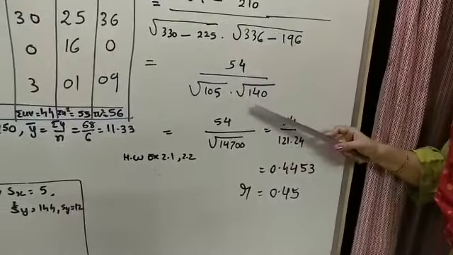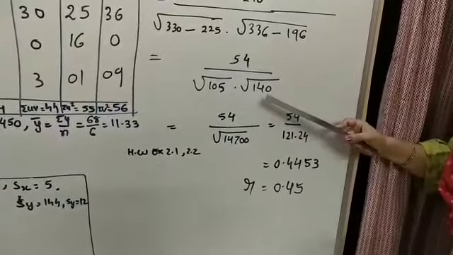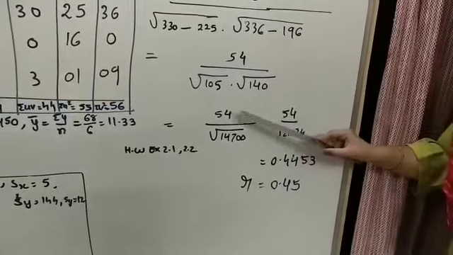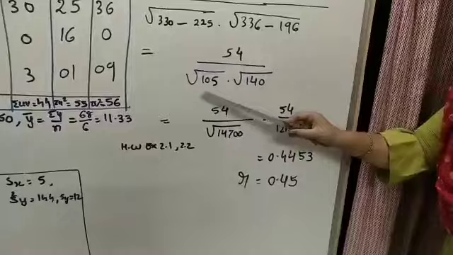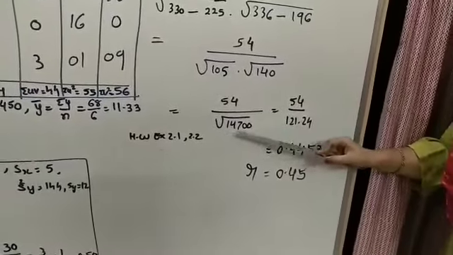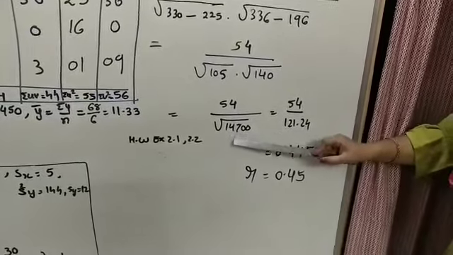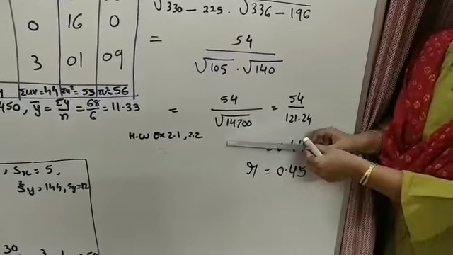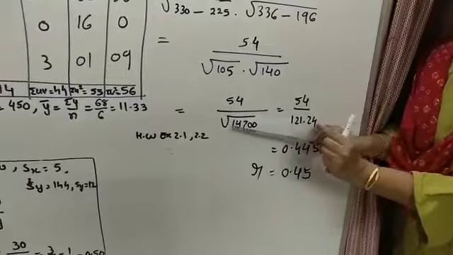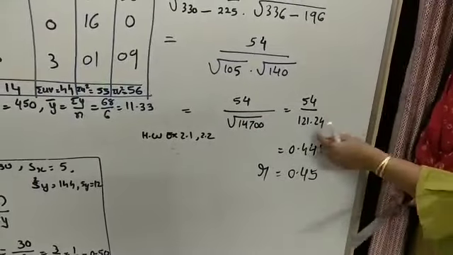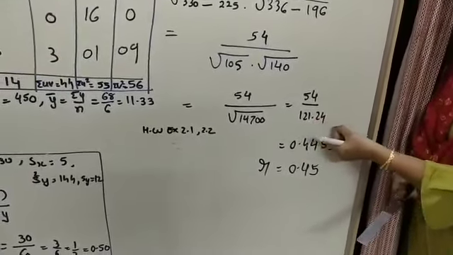Are you doing this with me? Do it in your class. Do it on your calculator, please. So 140 into 105, 14,700, still under the root sign. 54. Now take out the root. This will be the figure on the screen of your calculator. Press the root sign. This will automatically come out as 121.24.